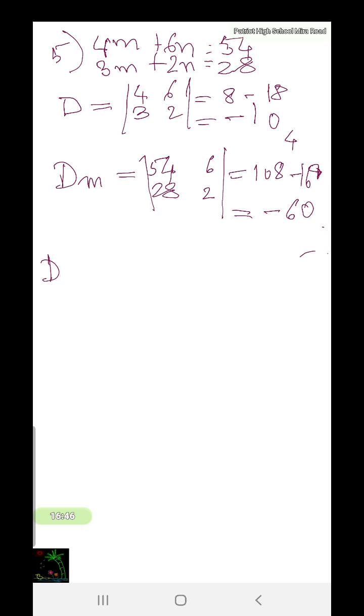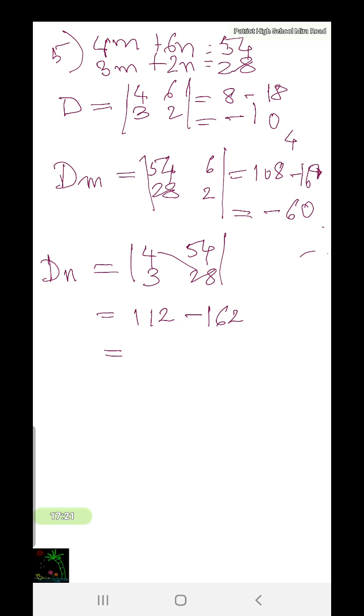Dn: you take the first column 4, 3, and the third column 54, 28. So multiplying 4 by 28, cross multiplying, we have 4 eights are 32, minus 54 into 3, 3 fours are 12, 3 fives are 15, and 162. So this will be minus 50.